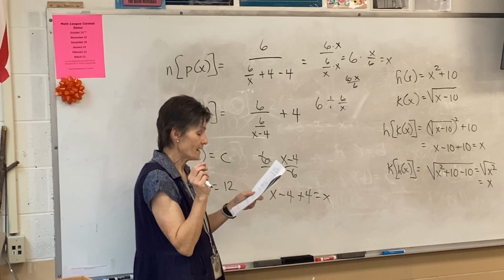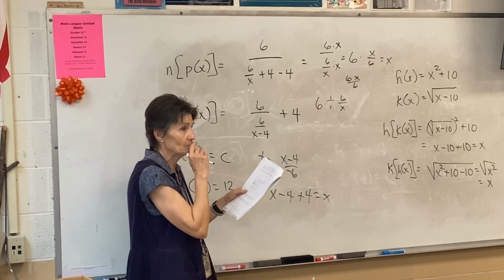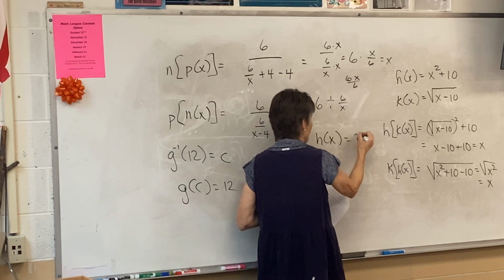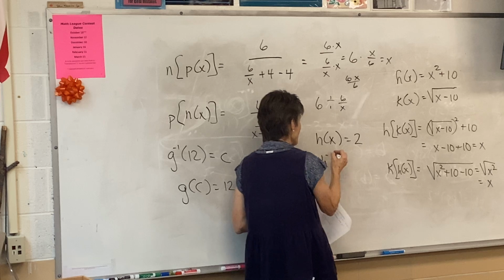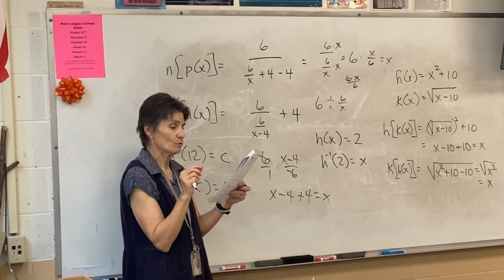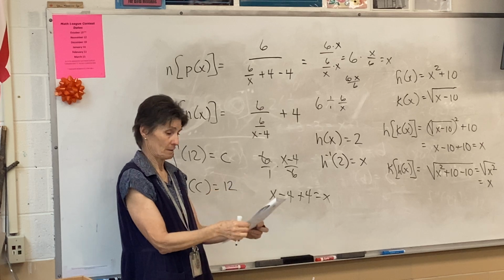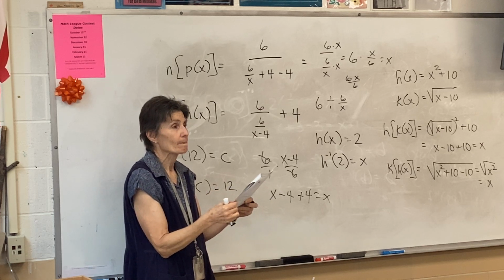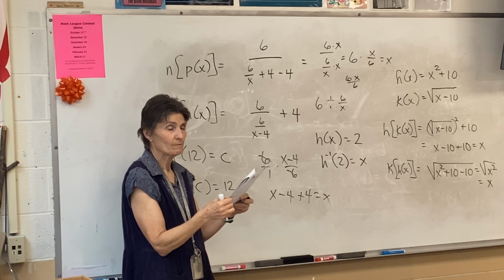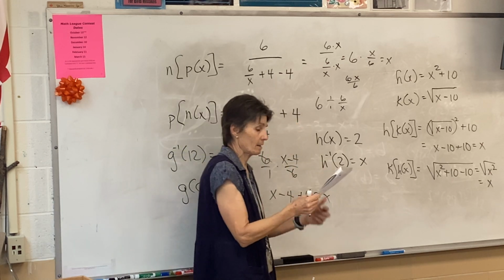All right, can you find, in the picture, H inverse of 2? Same logic. H of something equals 2, right? So H inverse of 2 will equal that something. So what gives you 2? 5? Everybody okay with that? If you put in 5, you get 2. So the inverse of 2 will give you back 5.